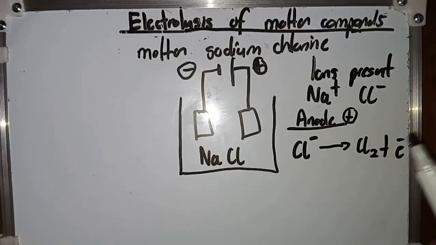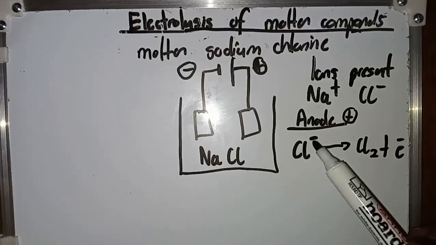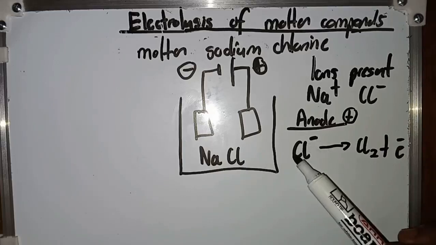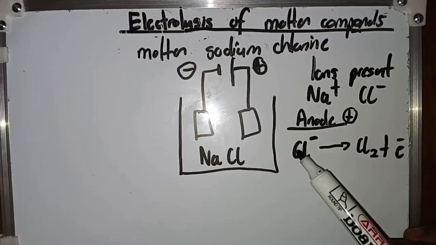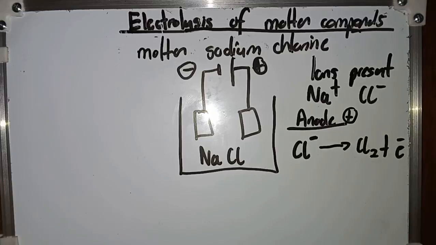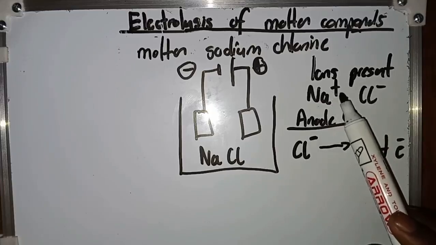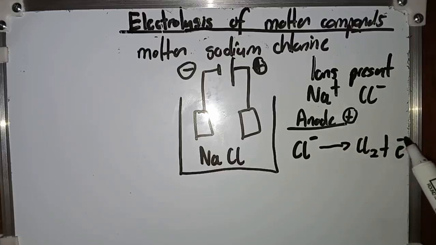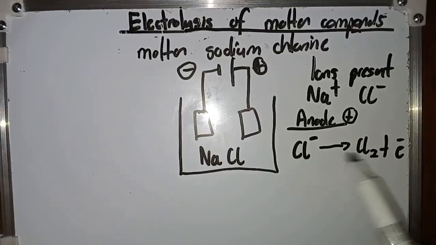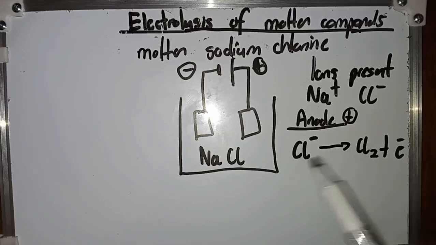For negatively charged ions at the anode, the electrons will be produced on the right hand side. But for positively charged ions, as you will see with sodium, the electrons will be found on the left hand side. So that's what will be happening. We don't know how many electrons yet, so the first step after this is to balance this equation.